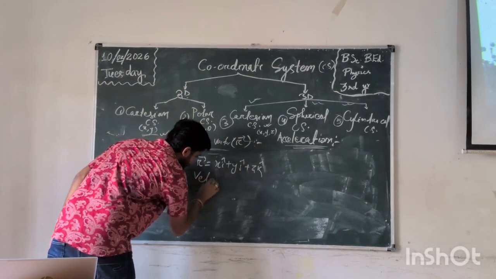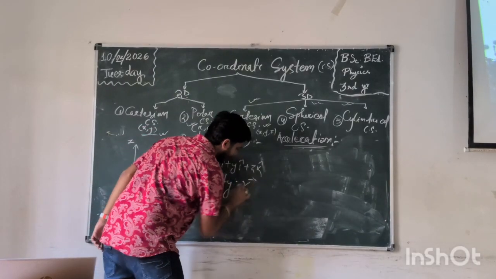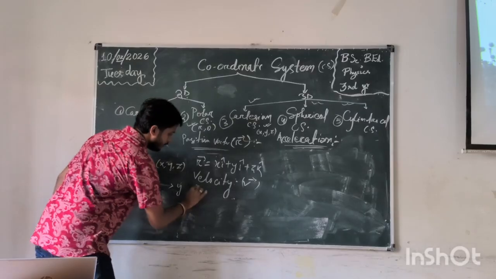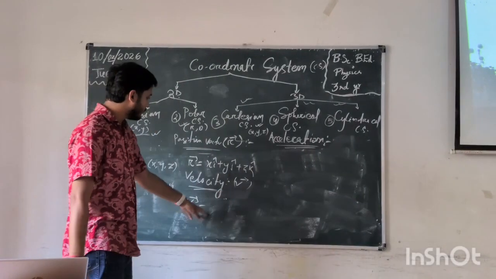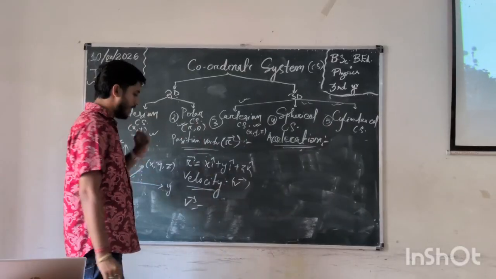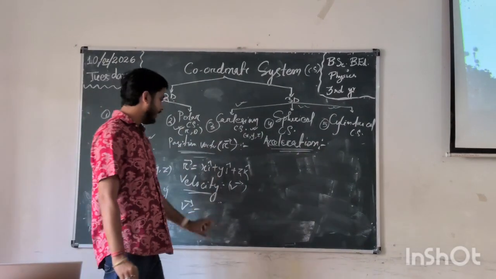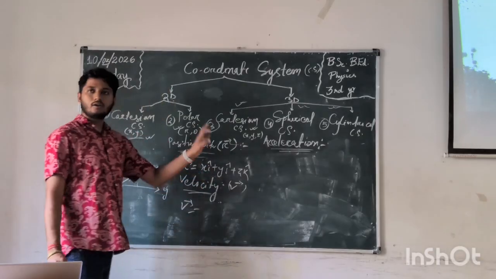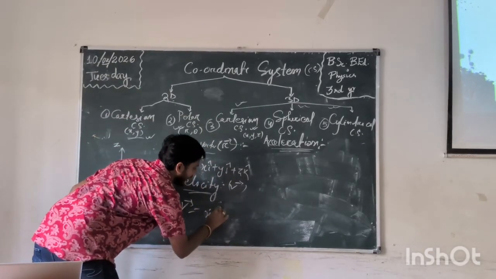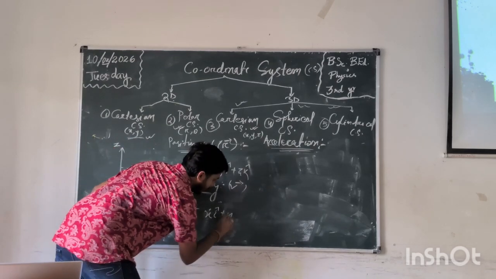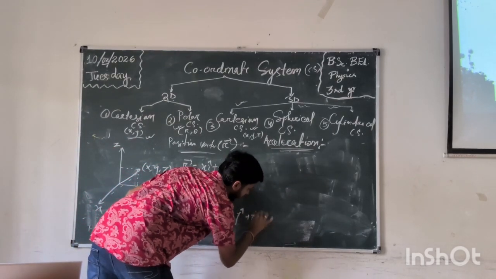In terms of velocity, that is the v vector. The v vector is equal to, because we have to differentiate this, dr by dt. So if we differentiate, then the expression is x dot i cap plus y dot j cap plus z dot k cap.